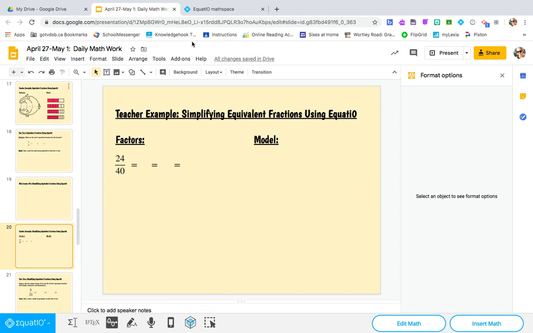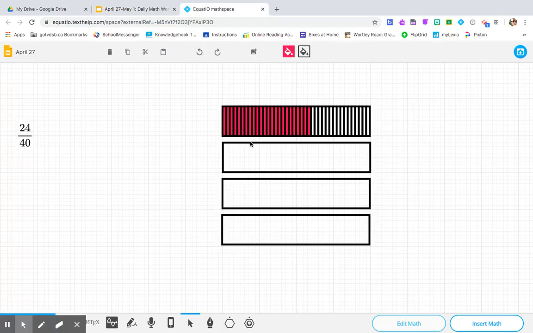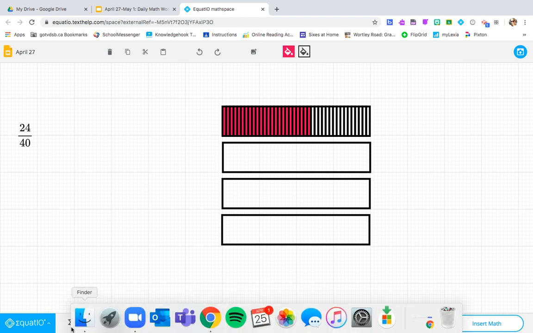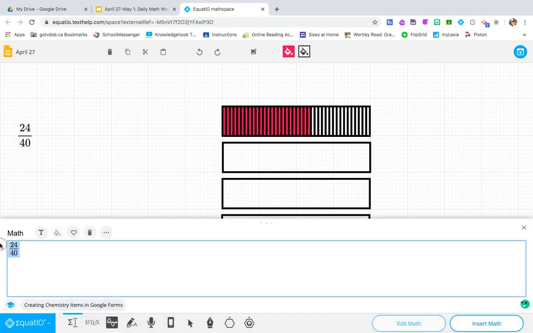I clicked down here on the insert math space and I've got started on 24/40ths. So the steps that we're going to take to find equivalent fractions to 24/40ths are to start by finding all of the common factors that 24 and 40 have. So I'm going to get my math space ready and ask you all to find the factors of 24. Now, factors again are those numbers that go evenly into the number 24.